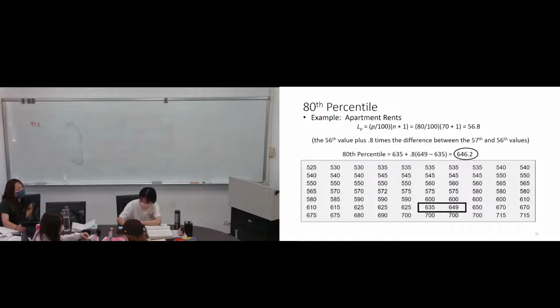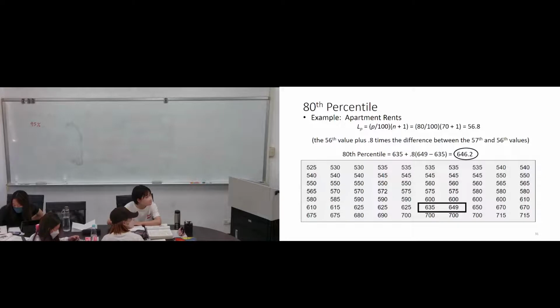So go back to the 70 apartment rents. If we would like to know the 80th percentile, the first thing to do is rearrange the data in ascending order, and then find the position where the 80th percentile is. So we divide 80 by 100 and multiply by 70 plus 1. The position tells us it is 56.8.